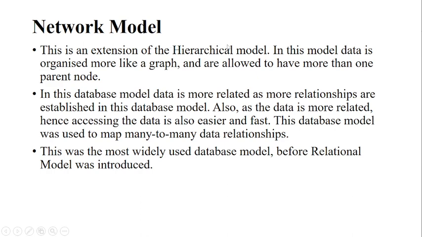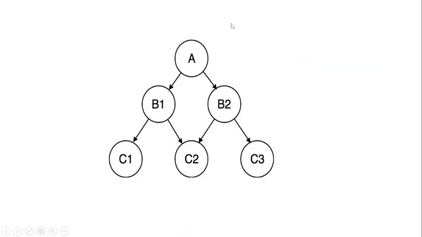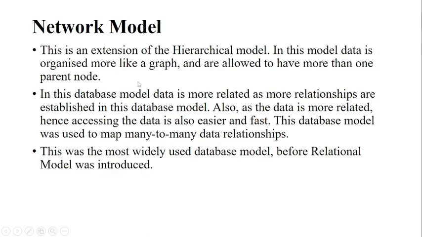And in this model, data is organized more like a graph and is allowed to have more than one parent node. It is more related to a graph because graphs have nodes and connecting edges. So the entities act as nodes, and connecting edges are relationships that show how they are connected and how to access them. Can we access C2 by only B1 or B2? So these are the relations by which we are going to access the data.